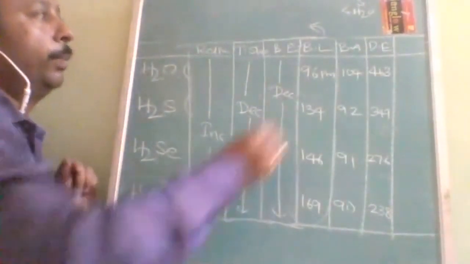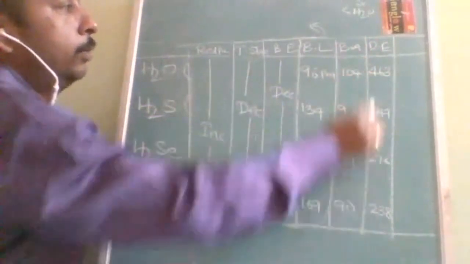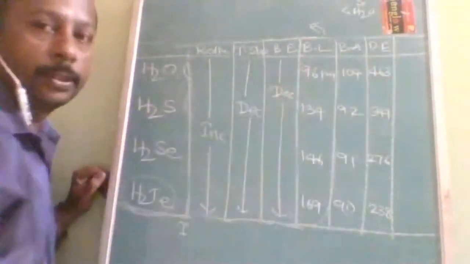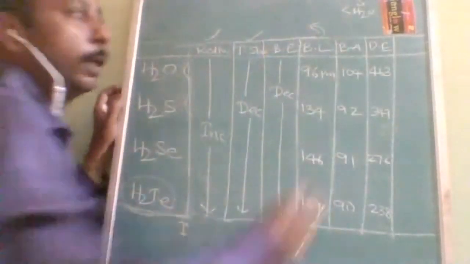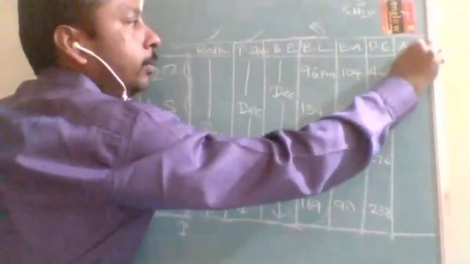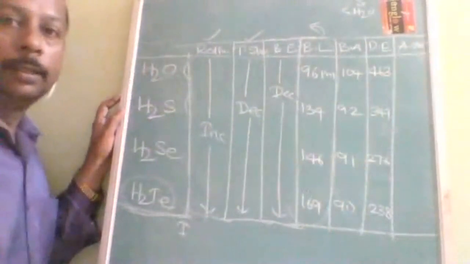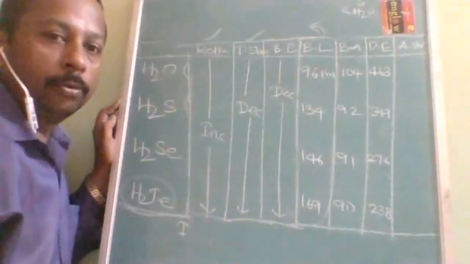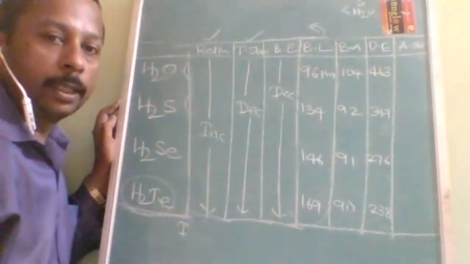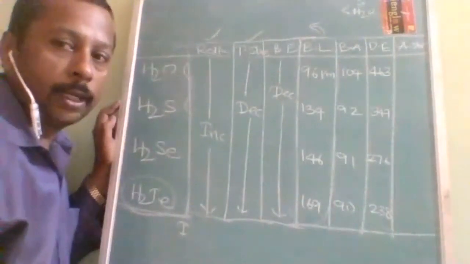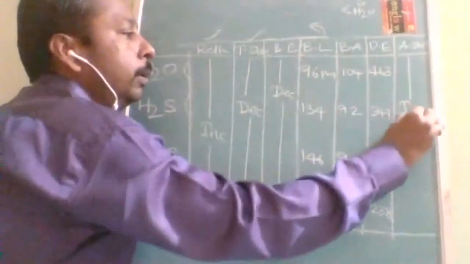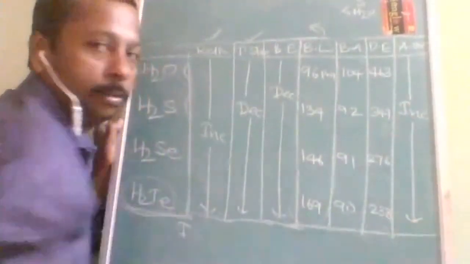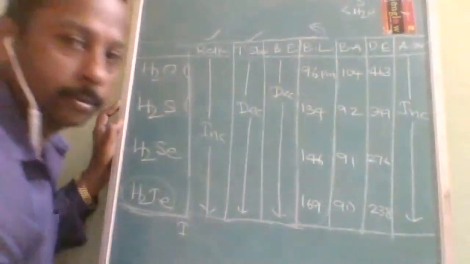Because of these values, bond length and dissociation energy, these are the consequential questions. Then there is acidic strength also. There is a question regarding the acidic strength. Down the group, bond length increases, therefore the tendency to lose hydrogen increases, therefore acidic strength also increases. Is it understood, students?